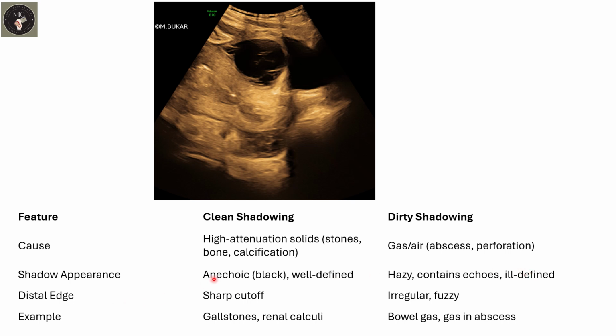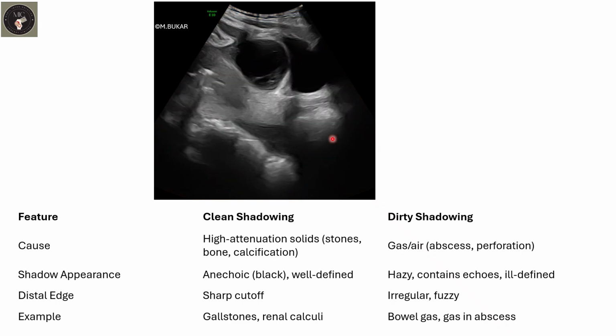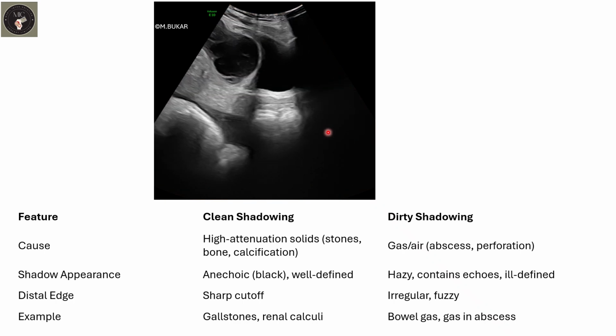Distal edge: clean shadowing has a sharp cutoff, dirty shadowing is irregular and fuzzy. Examples of clean shadowing are gallstones and renal calculi. Dirty shadowing: bowel gas, abscess. So let's play the video. Let's just pay attention to the shadowing. We come back to the other aspects.